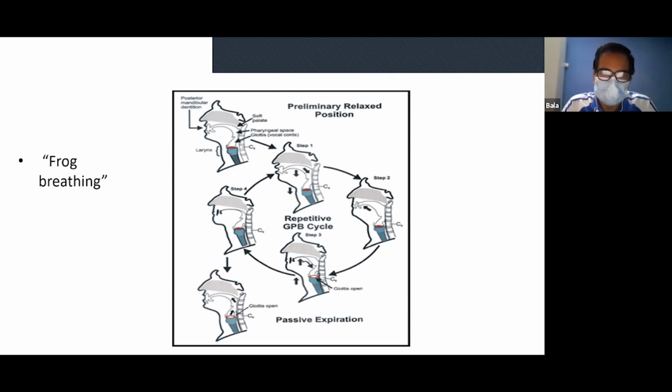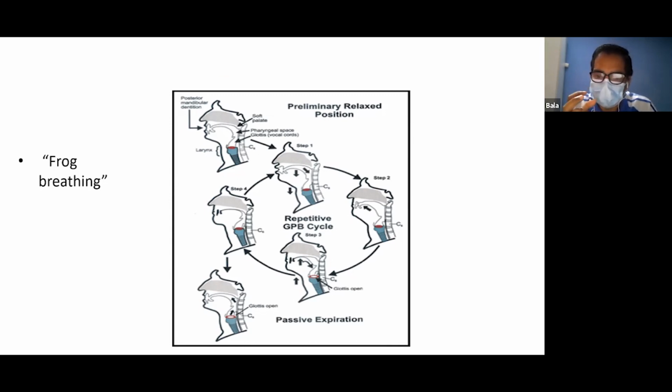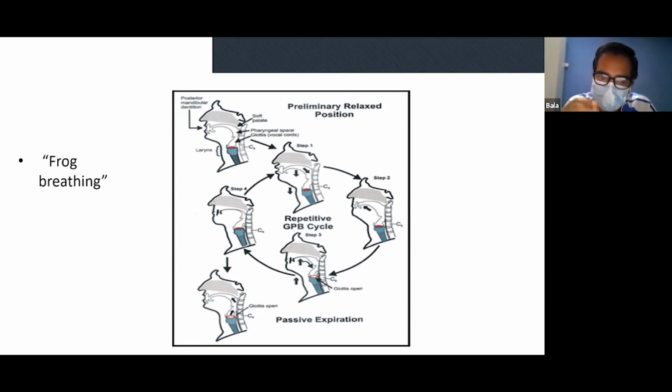Next is glossopharyngeal breathing. This is very difficult, but I just want to introduce it here. Glossopharyngeal breathing is also called frog breathing. It was first discovered in poliomyelitis patients. They saw patients gulping air. So basically, you open your mouth, take air, swallow that air, and push that air through the open glottis into your lung.